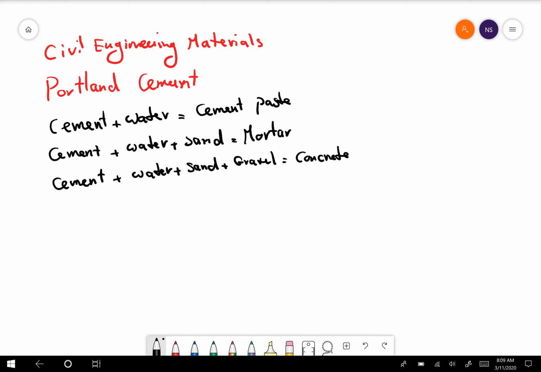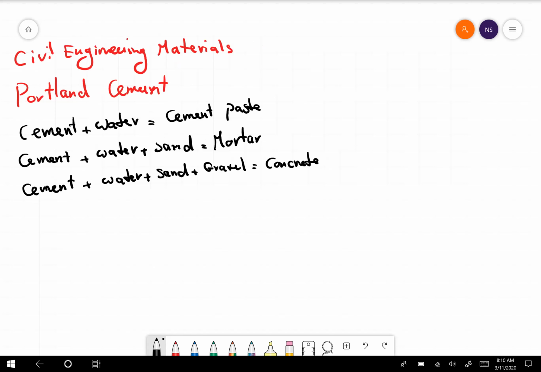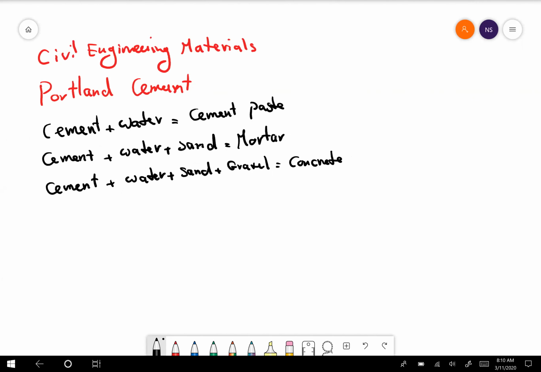So again, I wanted to emphasize this as that a lot of people confuse concrete for cement, but we as civil engineers, we should not do that. And we make sure that we are not using cement instead of concrete. I've seen many students doing that, so please make sure that we know the difference between concrete and cement.